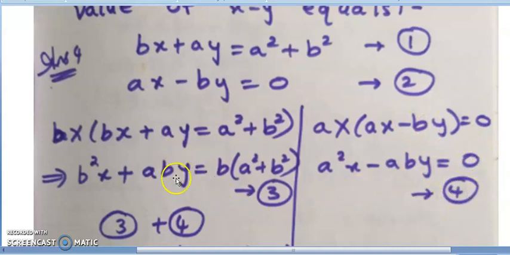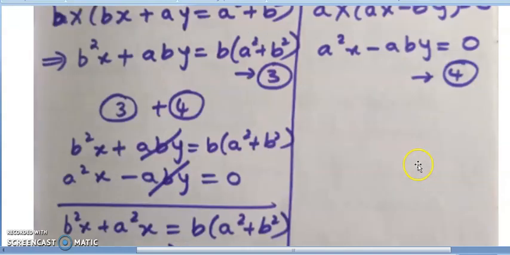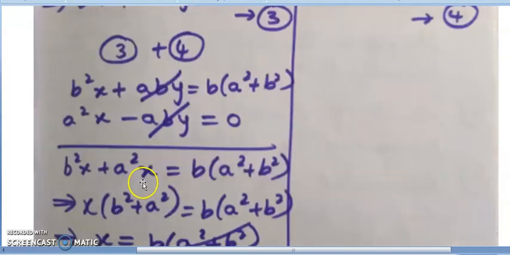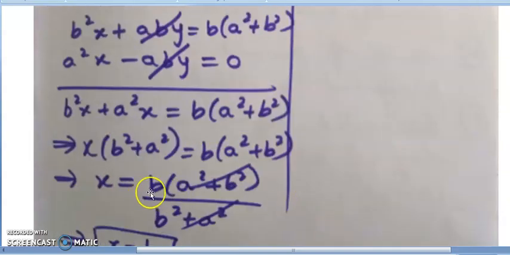Since I need to cancel this plus aby and minus aby, I'll add third and fourth equation. So both are getting cancelled. If I add this, b square x plus a square x is equal to b into a square plus b square, plus 0 is b into a square plus b square only. So x I can take common here. x into b square plus a square is equal to b into a square plus b square. So x is equal to a square plus b square into b.